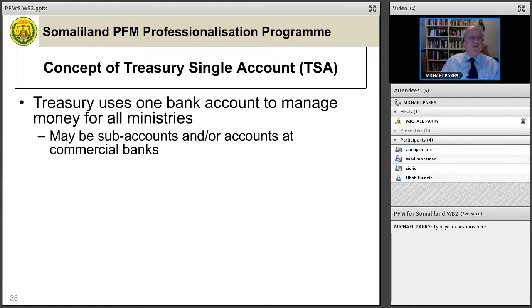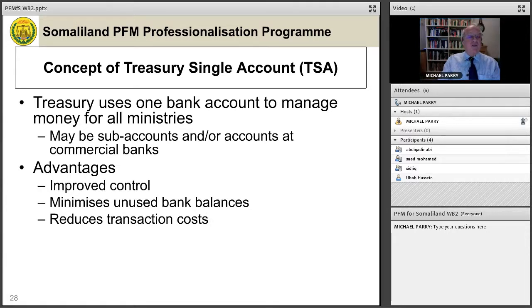So the concept is that Treasury uses one bank account to manage money for all ministries. In practice, you will probably have sub-accounts, and you may well have accounts at commercial banks because there may not be enough branches of the central bank. But there are ways that you can still treat those as simply being part of a Treasury single account.